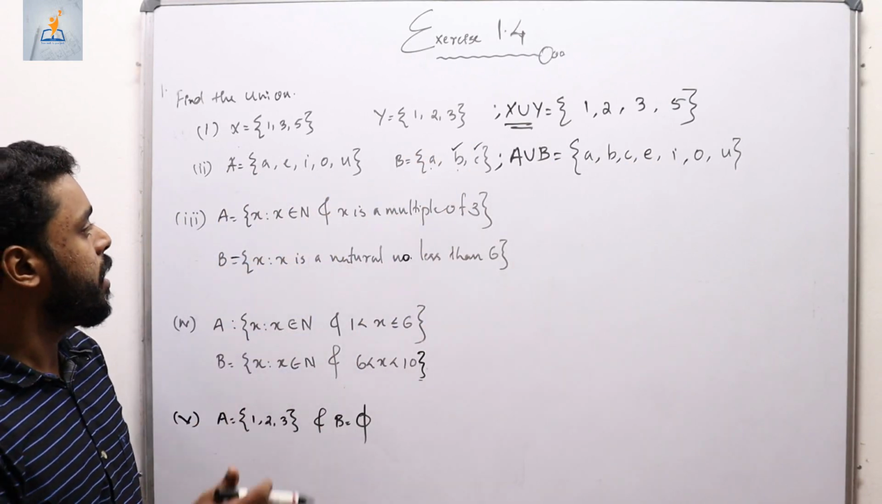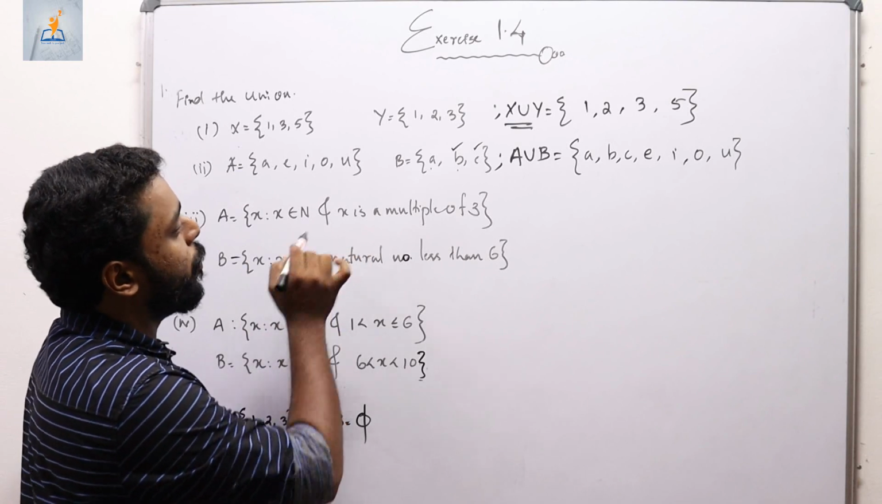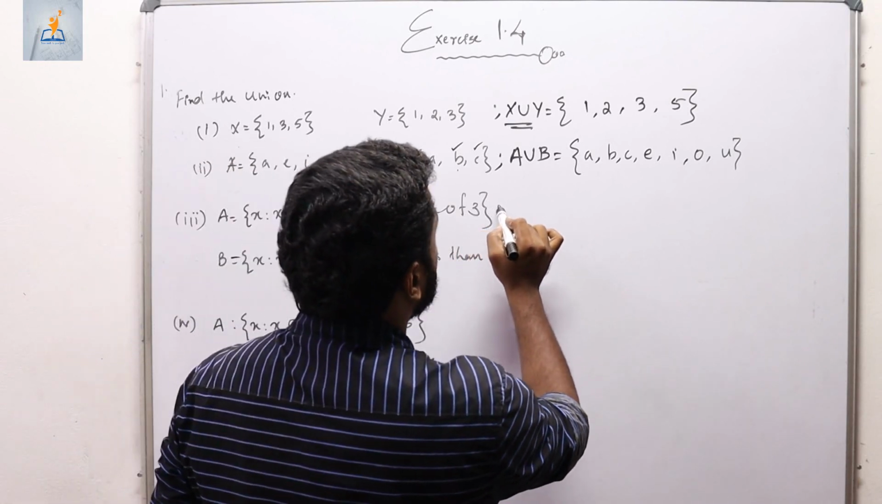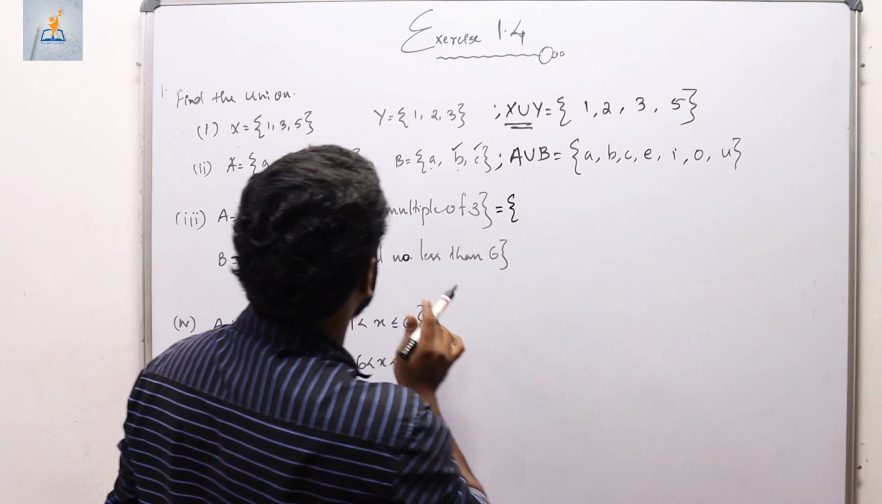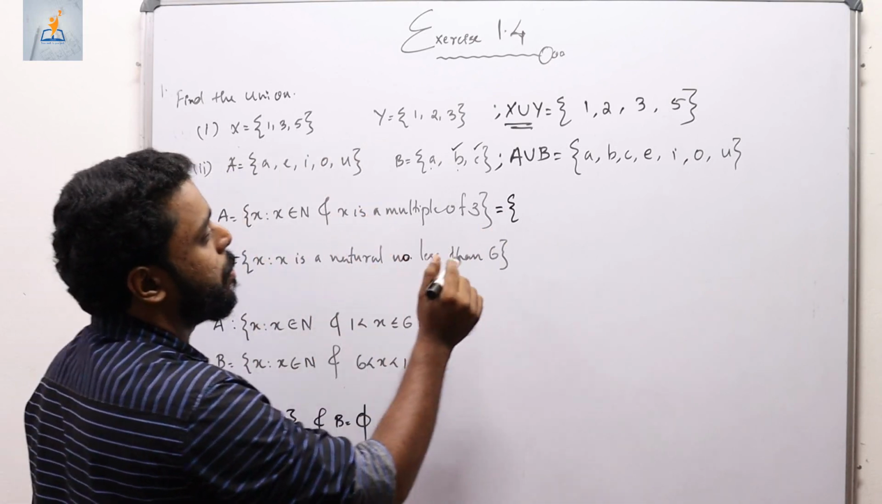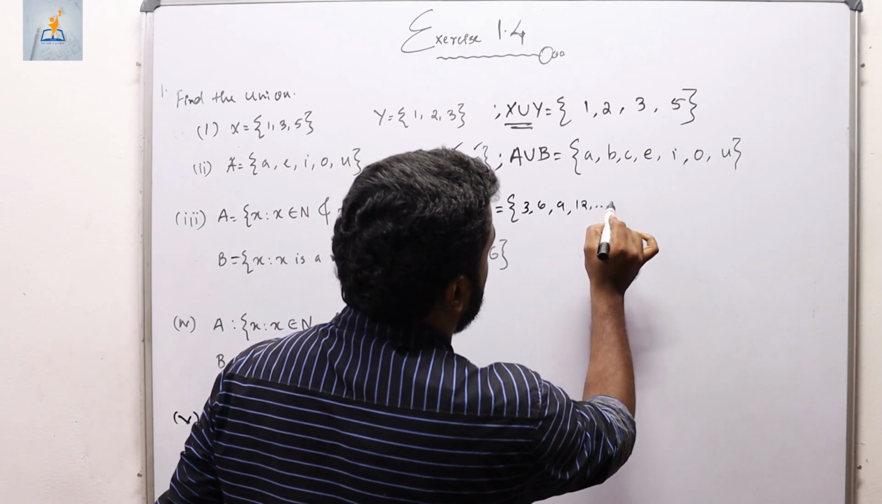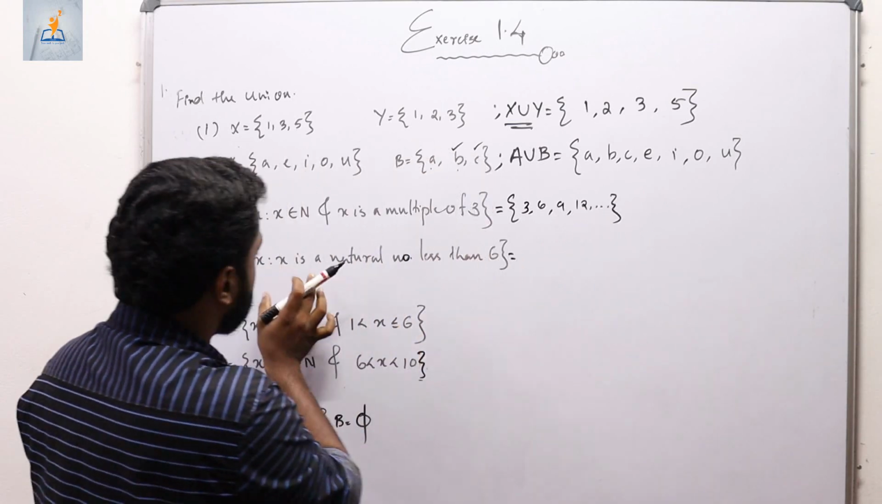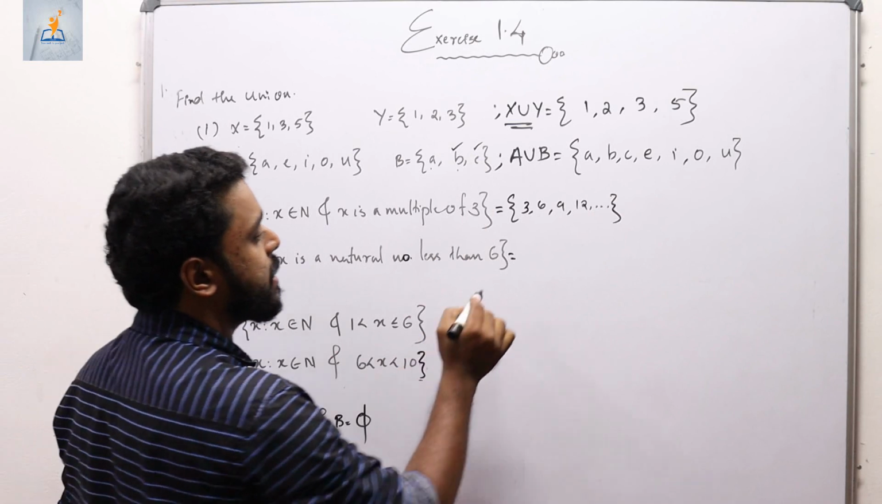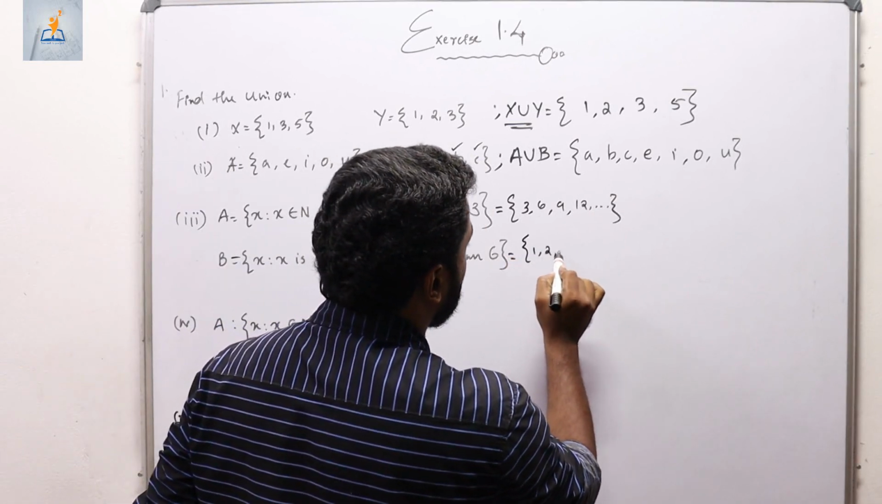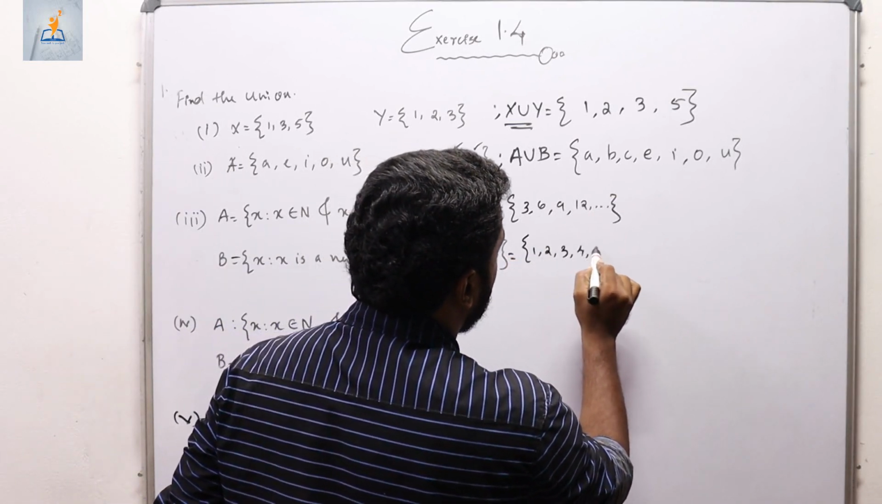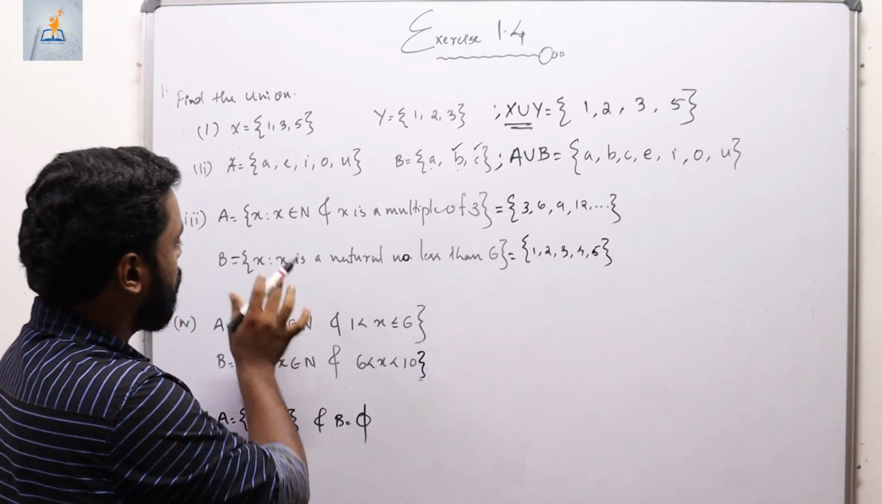Coming to the third one, A is the set of all x such that x is an element of N and x is a multiple of 3. So this set is 3, 6, 9, 12, etc. And B is the set of all x such that x is a natural number less than 6. So 1, 2, 3, 4, 5. This is the set B.